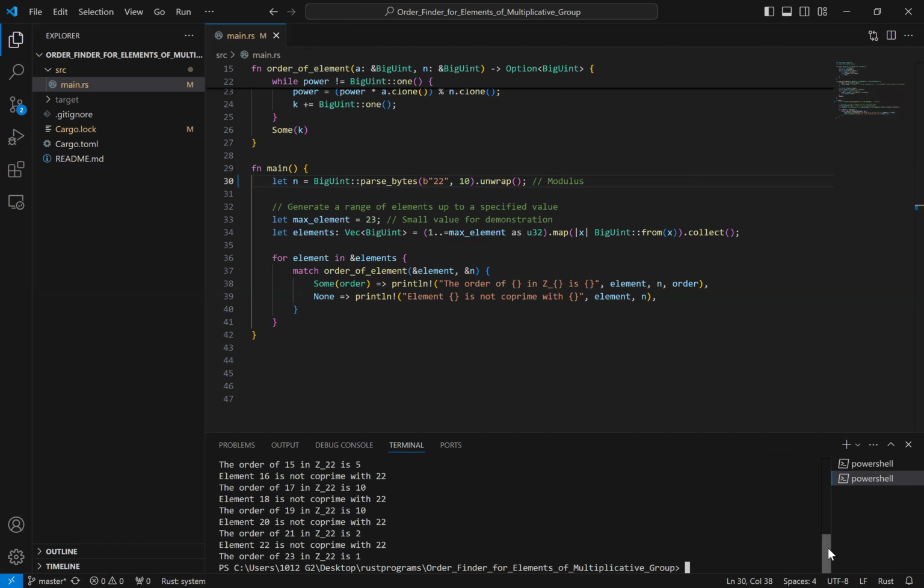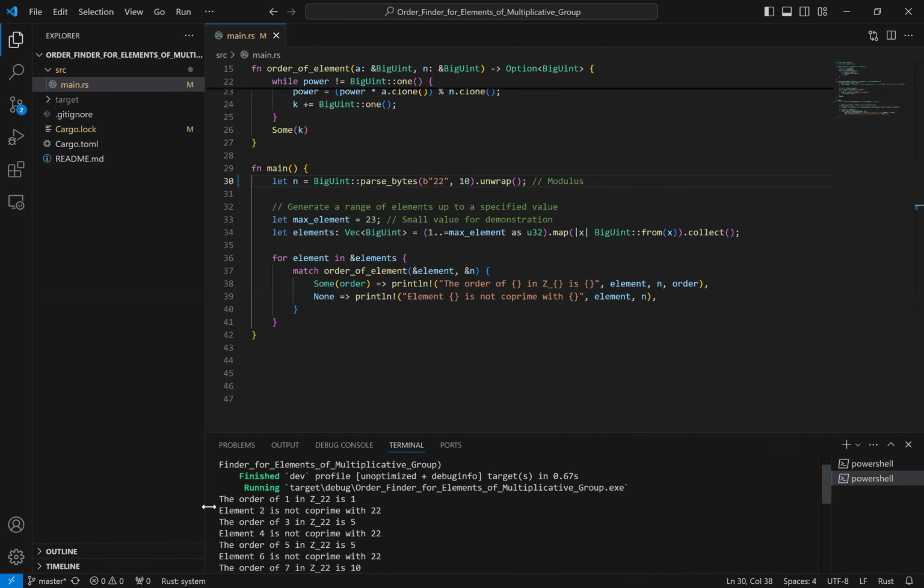Okay, it has already done that. It's telling us the order of 1 is 1, but element 2 is not a member of the group. It's not co-prime with 22. That means it's not a member of this group and therefore has no order. What about element 3? It has order of 5. Element 4, you can see also it's not relatively prime to 22 because the GCD of 4 and 22 is not 1. The GCD is not 1, so it's not a member. So that is what I wanted.